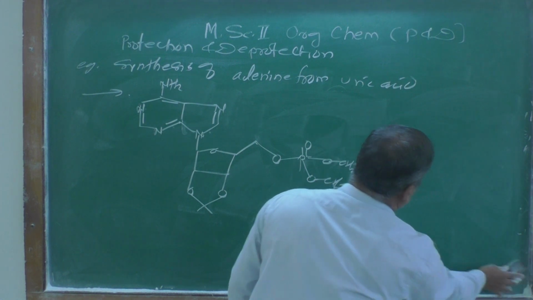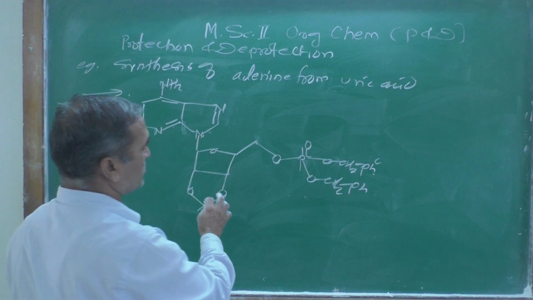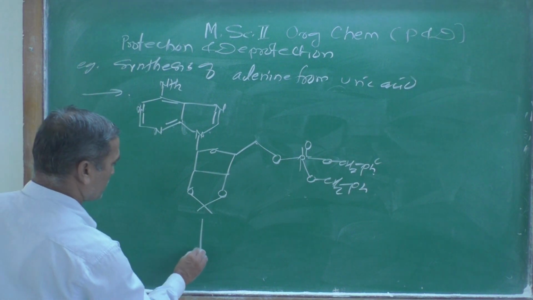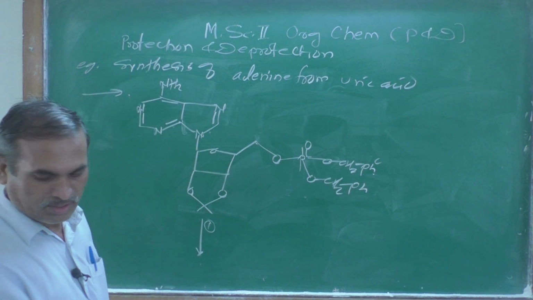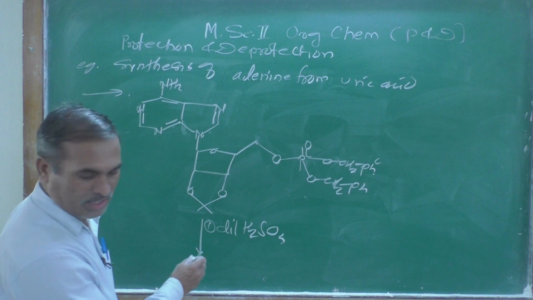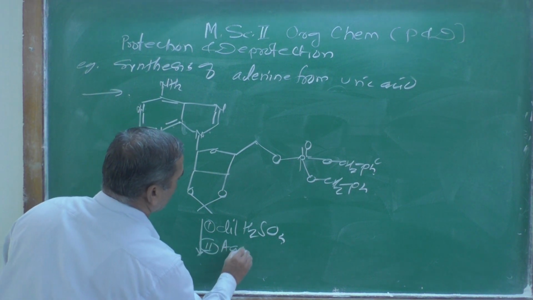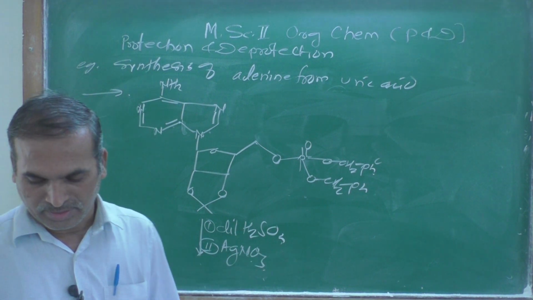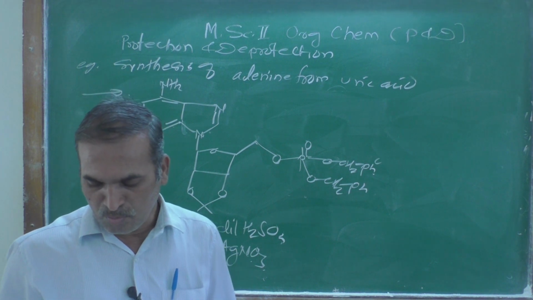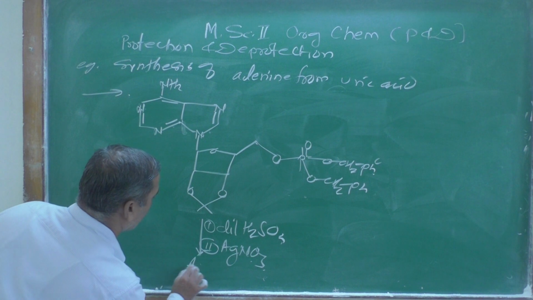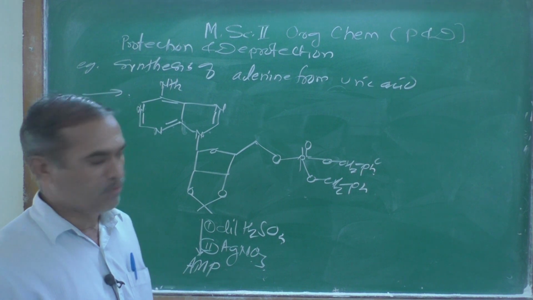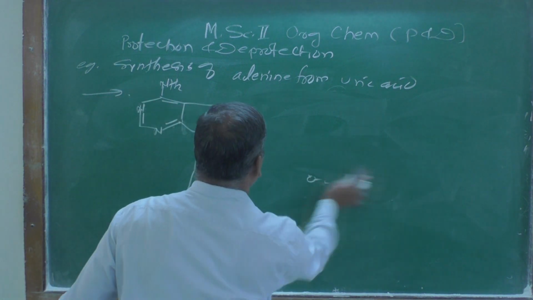and after getting this type of compound, what are we going to do next? This is further treated, first with dilute H2SO4, and the second one AgNO3, silver nitrate, and finally we are going to get AMP, adenosine monophosphate. And what will be the structure of that?